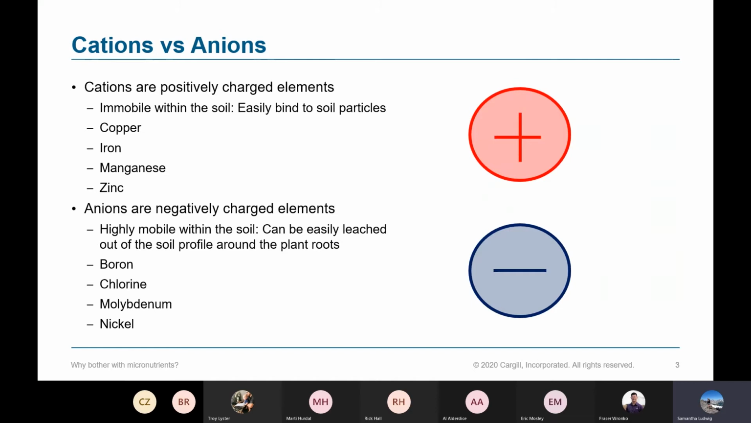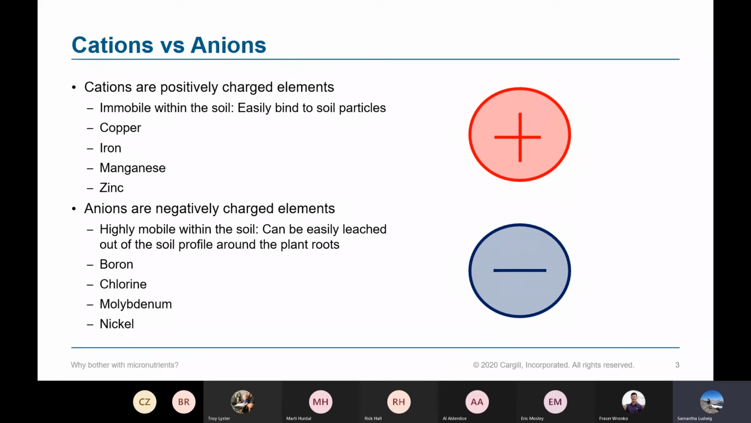So when we talk about mineral nutrients, it's important to remember that there's a difference between cations and anions in the nutrients. So cations are positively charged elements, and typically they're immobile within the soil because they can easily bind to soil particles. This will depend on your soil structure and your cation exchange capacity, obviously. So the higher clay you have, the more they'll bind to the soil particle. And the micronutrients that are considered cations are copper, iron, manganese, and zinc.